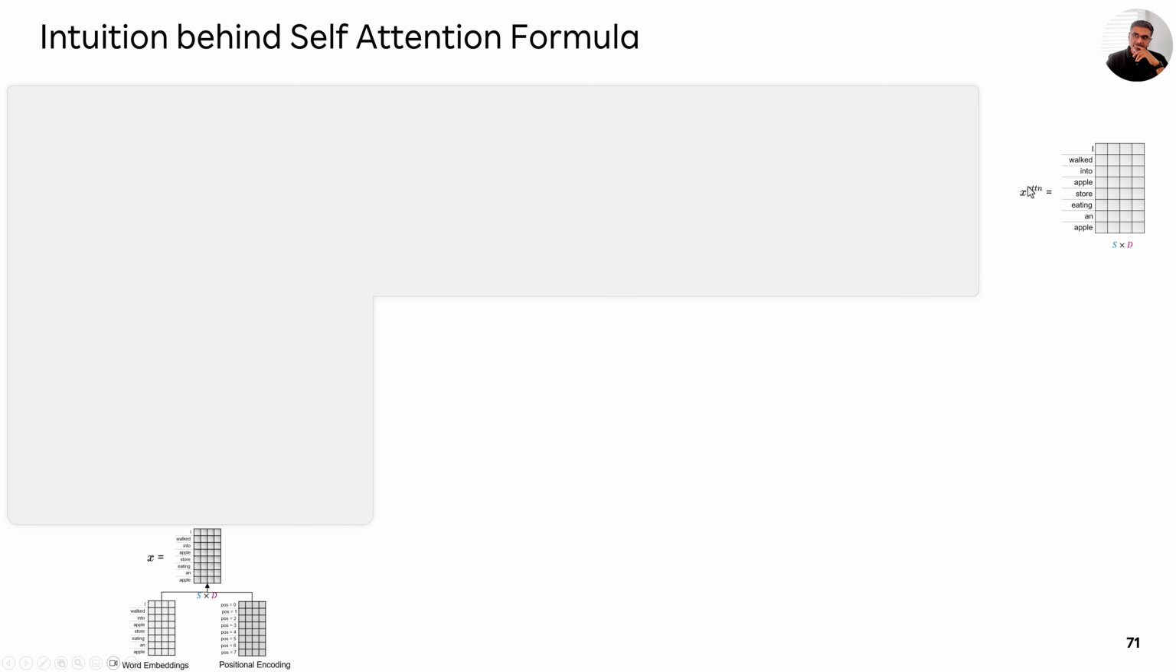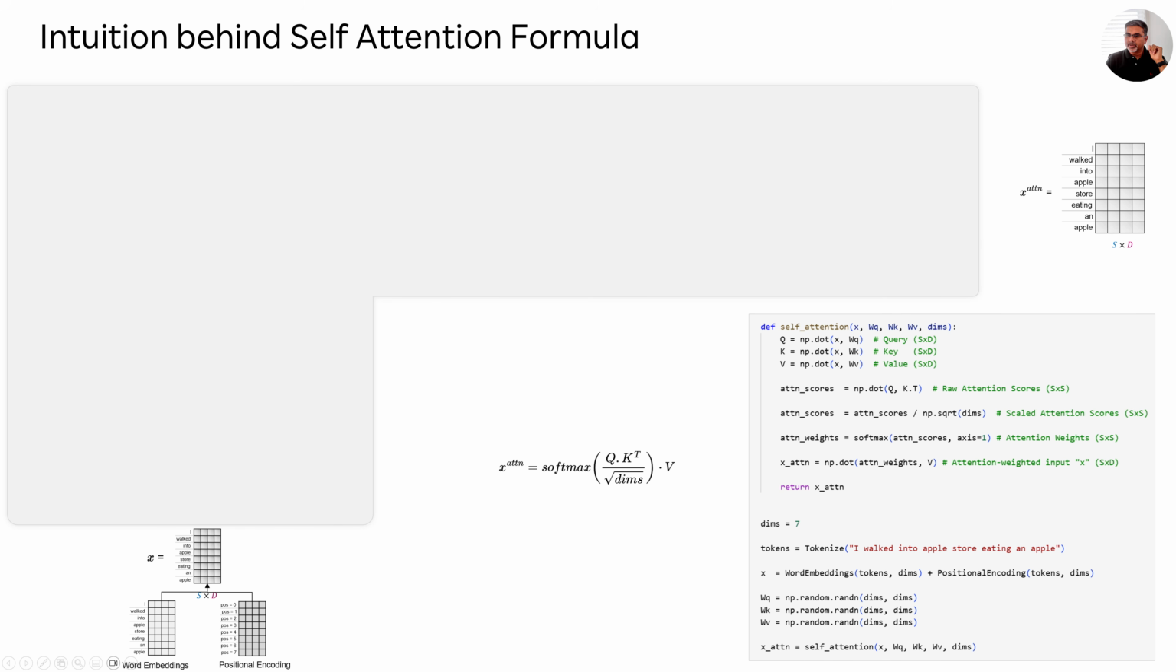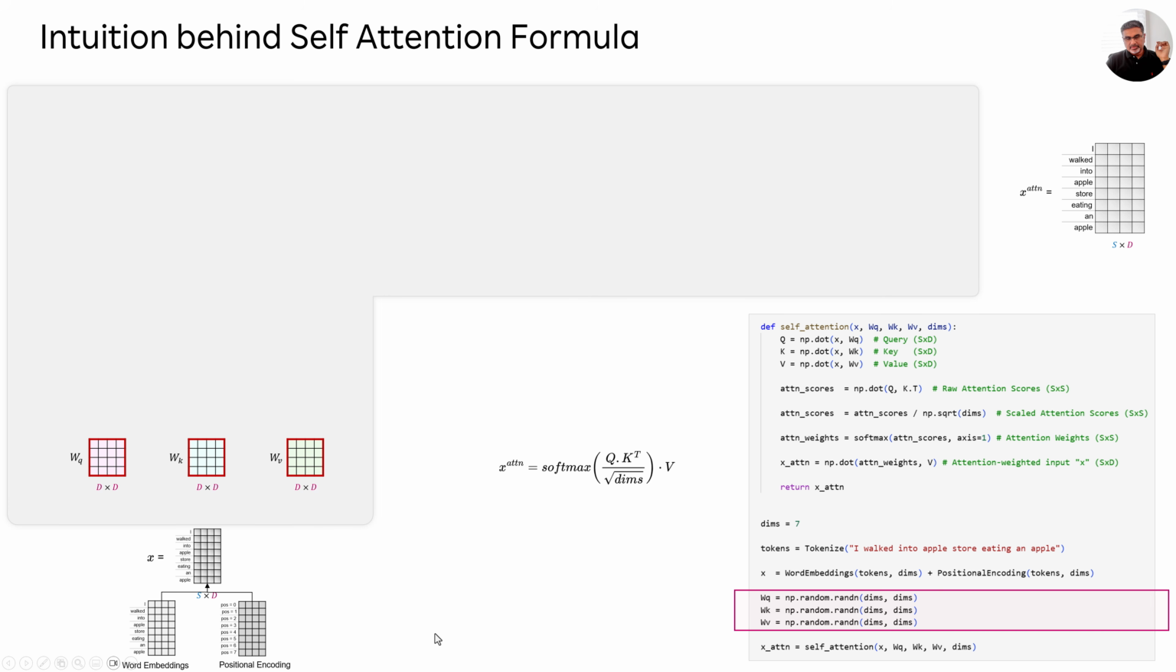Same size, S cross D, and S cross D here. Now the way you do that, by the way, this is a formula, and I implemented this using NumPy. That X is what? The word embeddings for all these tokens for a certain number of dimensions, let's say the dimension is 7, plus the positional encoding matrix. The first thing you do is that you have to learn it. So the way you learn it is by throwing in some weight matrices. You use 3 matrices, which we'll call WQ, WK, and WV. And the size of each of these matrices is D cross D. D is the number of dimensions, so 7 cross 7, because here we're using 7 dimensions.